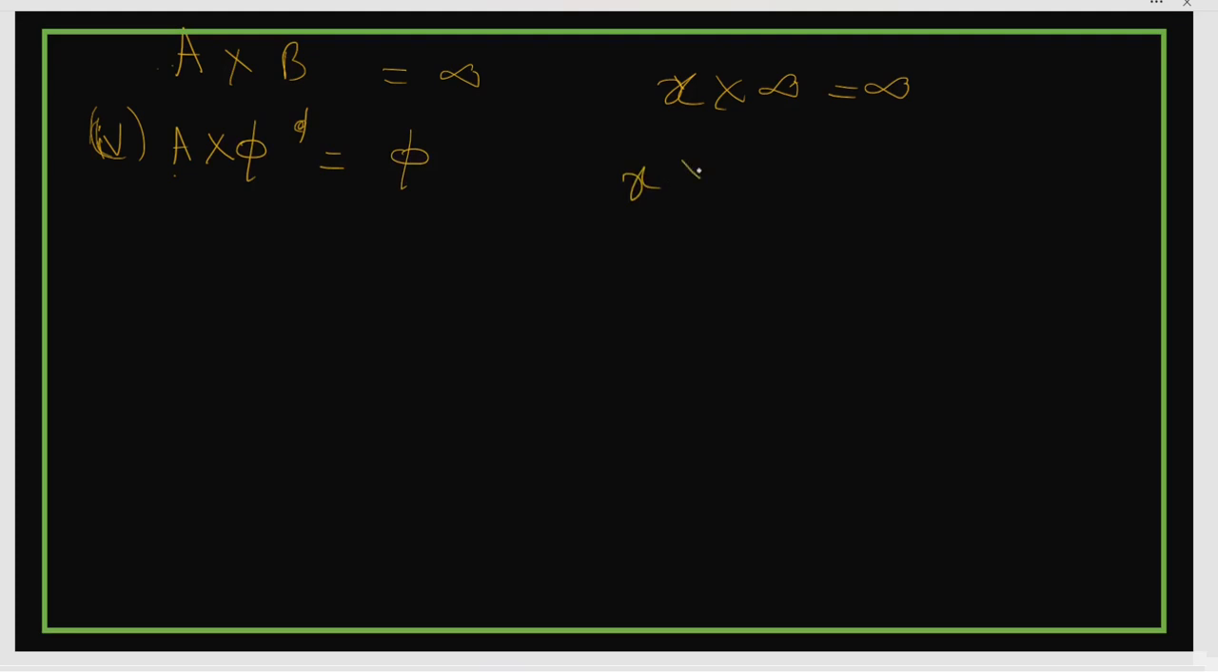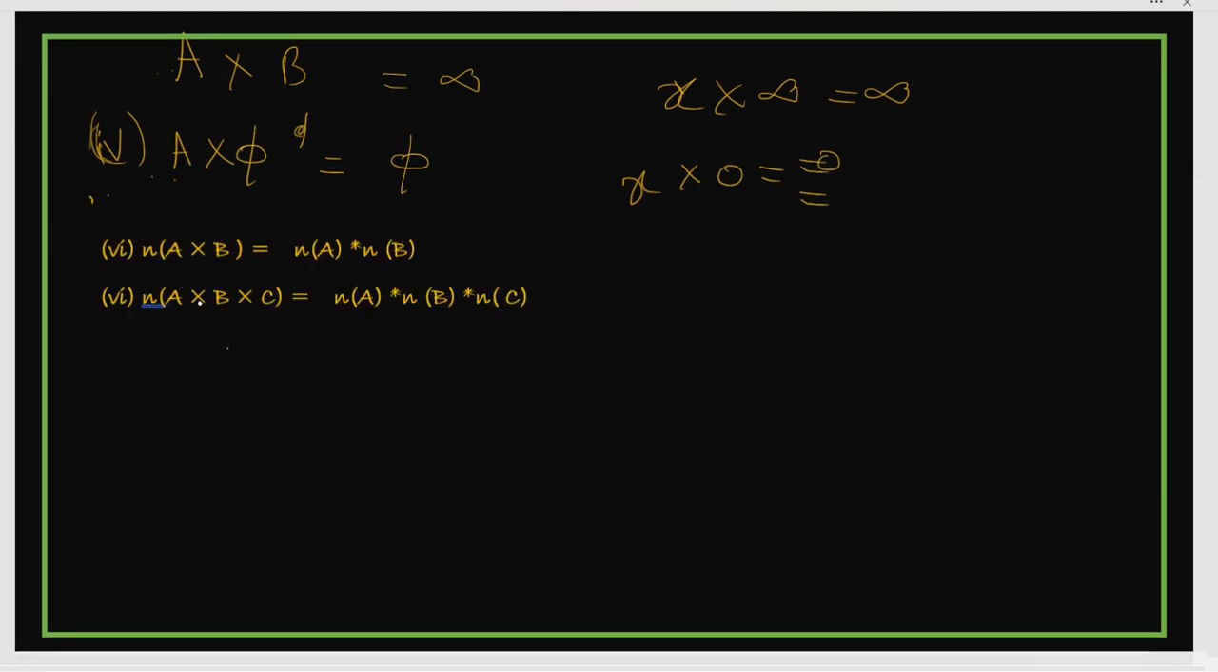Also note that if one of the sets is infinite, then A cross B becomes infinite. Suppose any number x into infinity becomes infinity, right? Similar to that. One more thing I wanted to add: A cross phi. If one of the sets is a null set, that becomes a null set. Suppose any number x into 0 becomes what? 0, right? Similar to that. It is also to be noted.